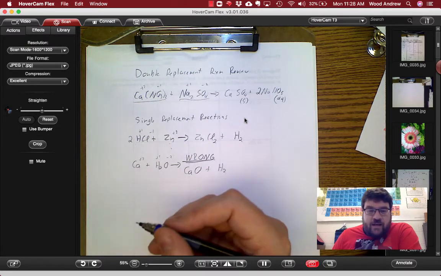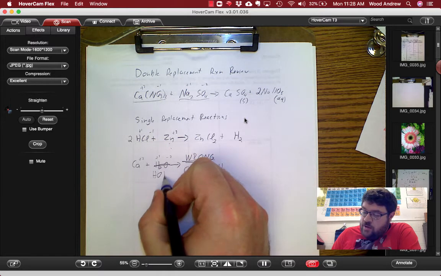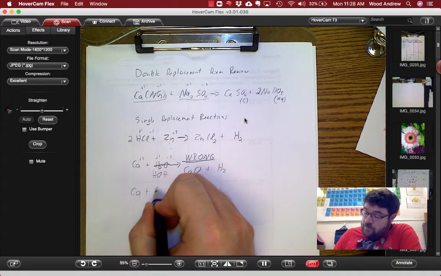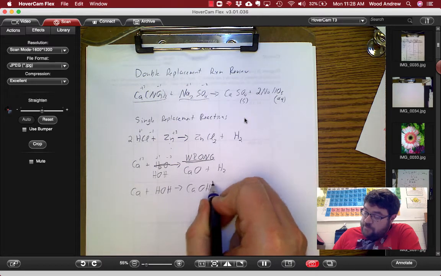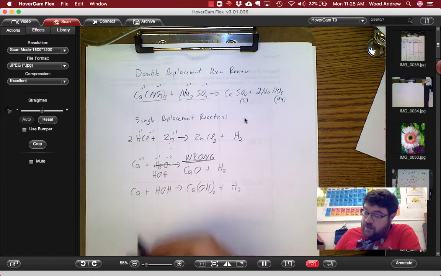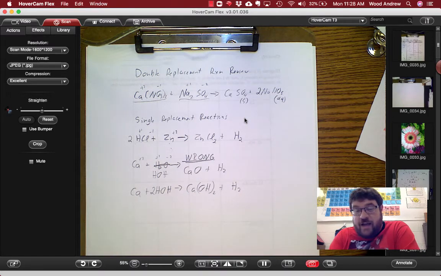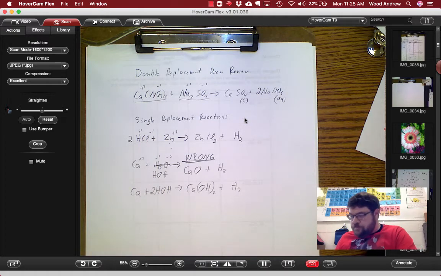That's not how water behaves, right? Water behaves not as H2O, but as HOH. So when this reacts, we end up making calcium hydroxide and hydrogen. And now, again, it's a simple matter to balance it. So basically, just remember, when you see water as a reactant, it's reacting as hydrogen hydroxide, HOH, not as H2O. Balance is a lot nicer that way, too.